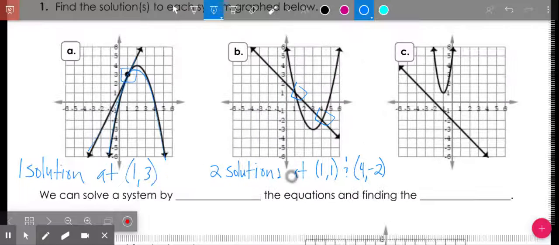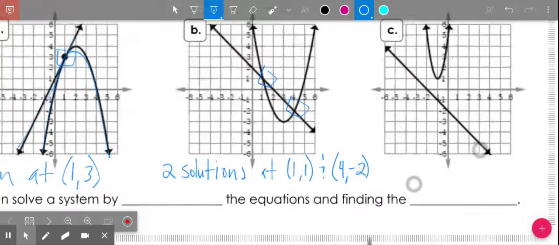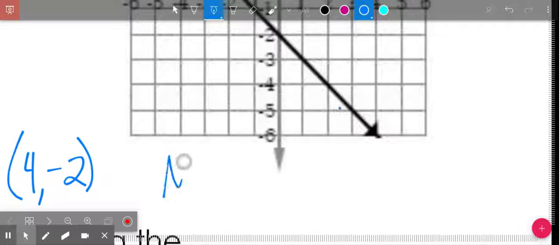All right. And then looking at our last example, we had again a parabola and a nice straight line, so a quadratic function and a linear function. And if I look at those, they never intersect. Since they never touch, we're going to say that we have no real solutions.